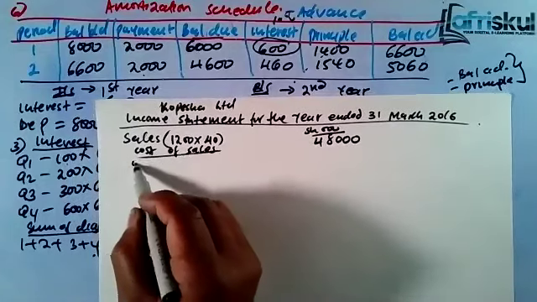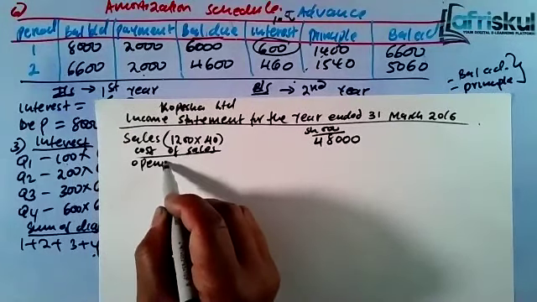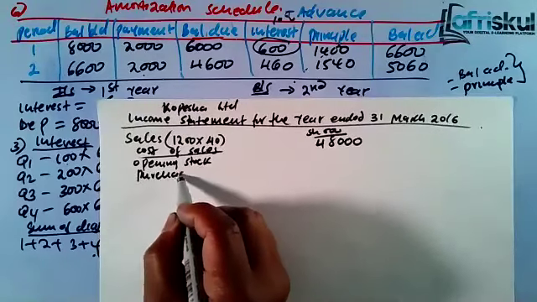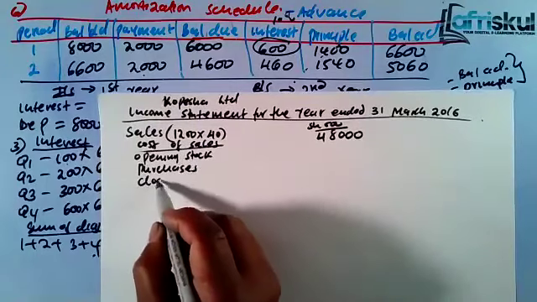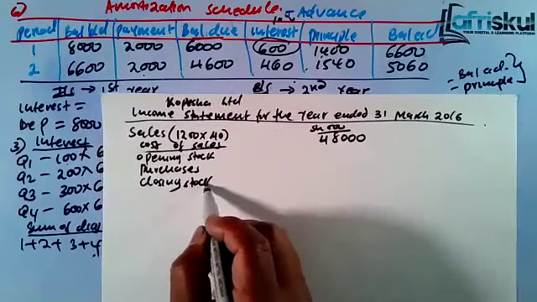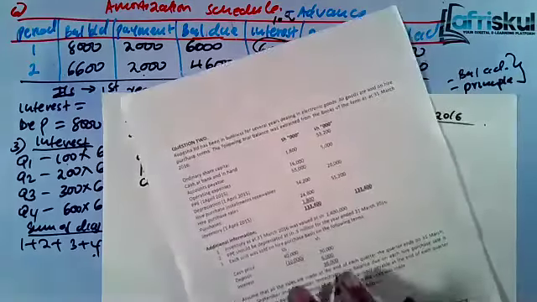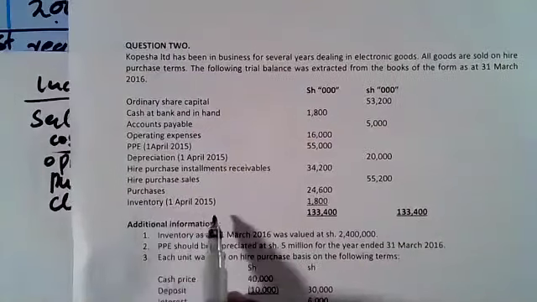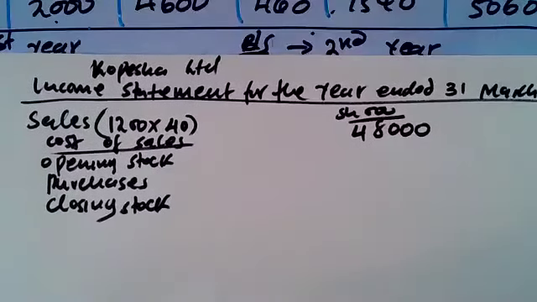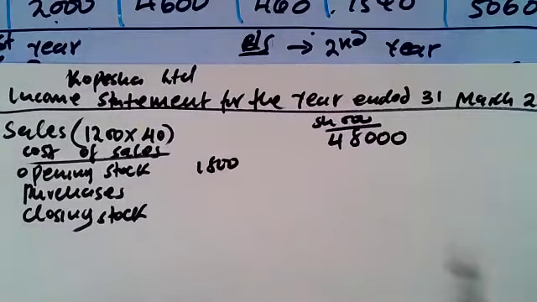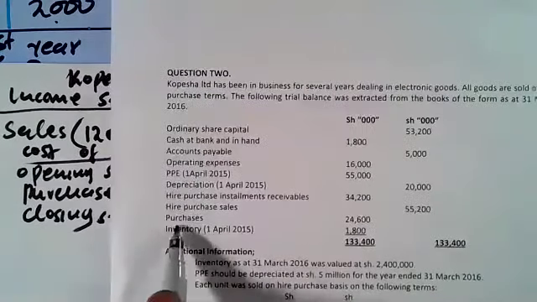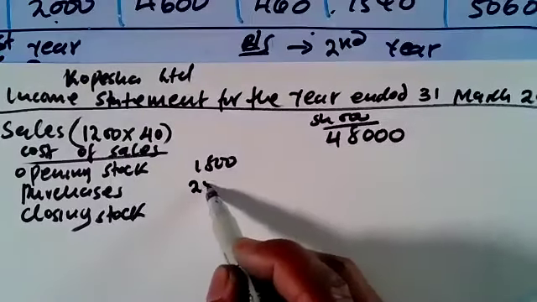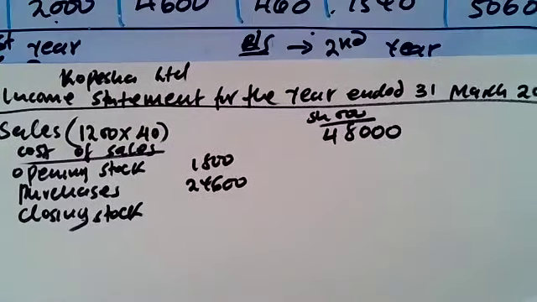How do we get the cost of sales? It's just the opening stock, you add the purchases, you raise the closing stock. Opening stock from the trial balance you are given there. Yeah, you have the inventory here, 1st April was 1,800. So this is 1,800. You add the purchases. You already have the purchases here, 24,600. You raise the closing stock.